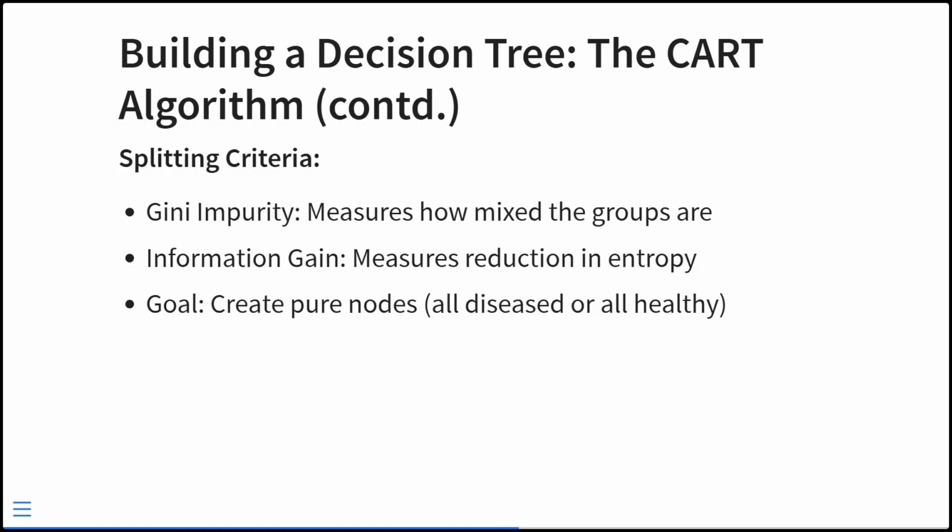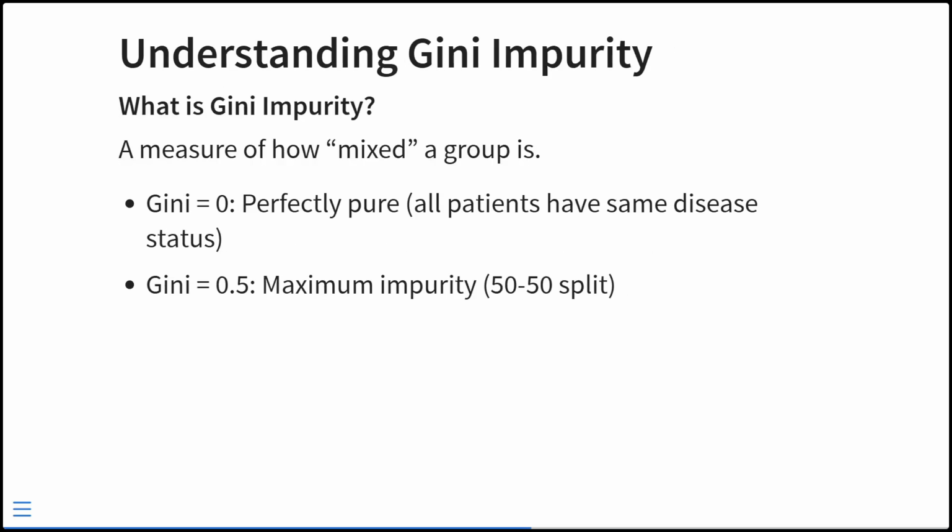The splitting criterion is usually what we call the Gini impurity. It measures how mixed the groups are. Also, the information gain measures the reduction in entropy. Our goal is to create pure nodes of disease or no disease. So a Gini impurity of 0 means that particular node is pure. If it is above 0, the lower it is, the purer it is.